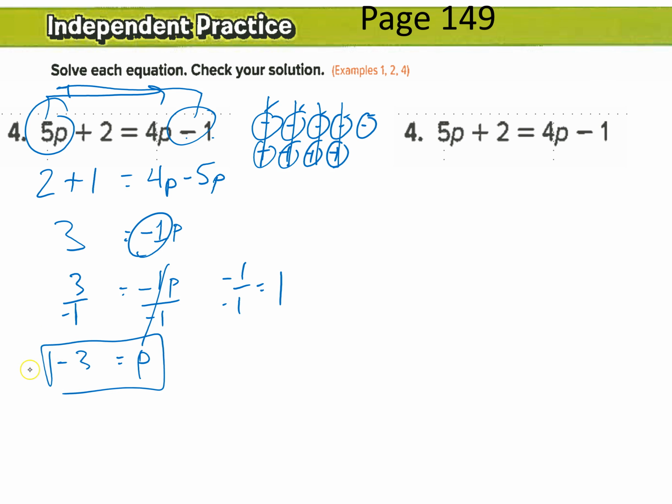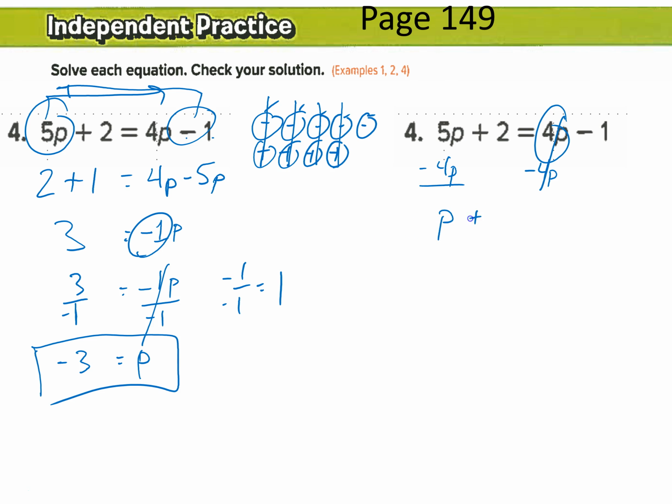So that's why I like to avoid having a negative number in front of my variable. So I'm going to do this over here a different way. Now I'm going to subtract 4 from both sides because 4 is smaller and I won't have a negative number. That cancels out. So now I have p plus 2 is negative 1. Now I subtract 2 from both sides and I have p equals negative 3.